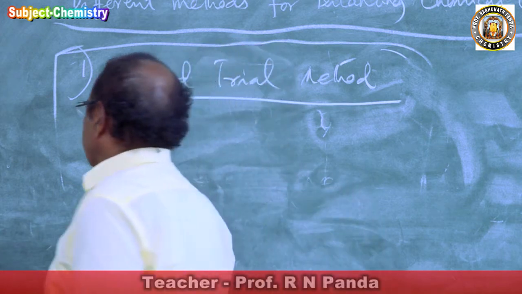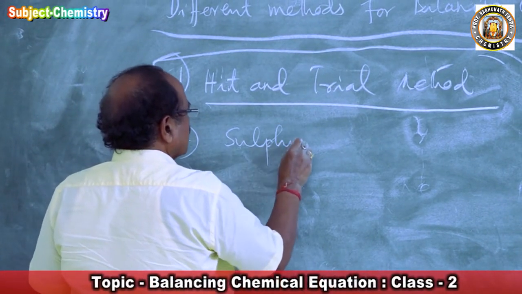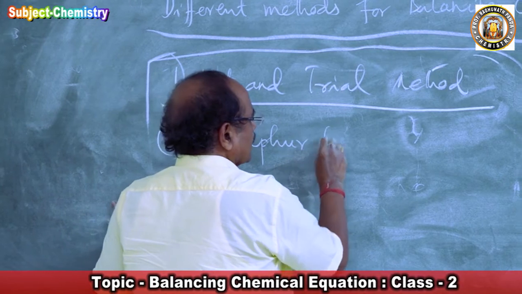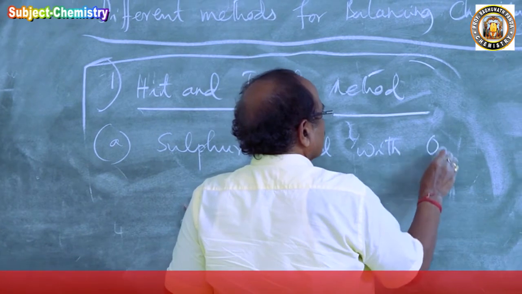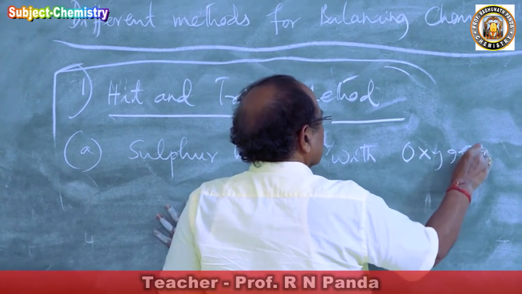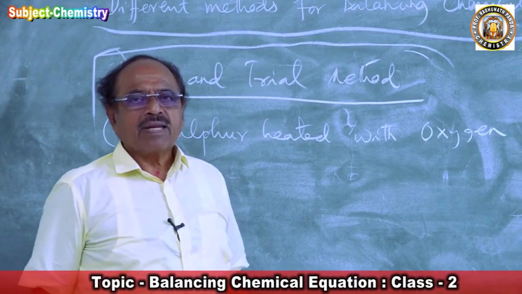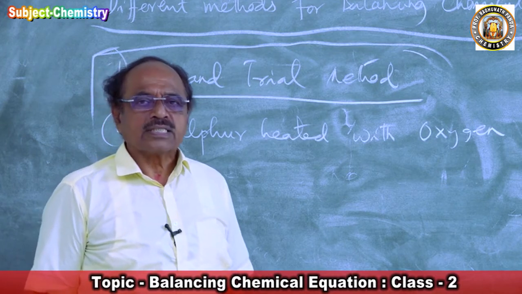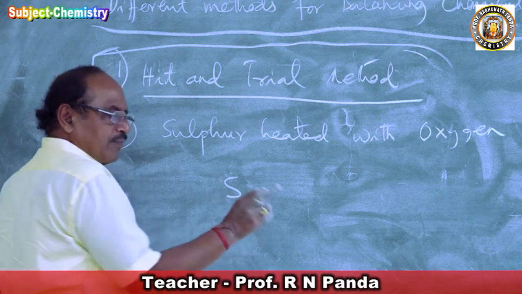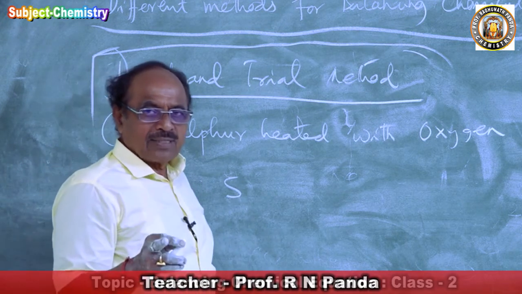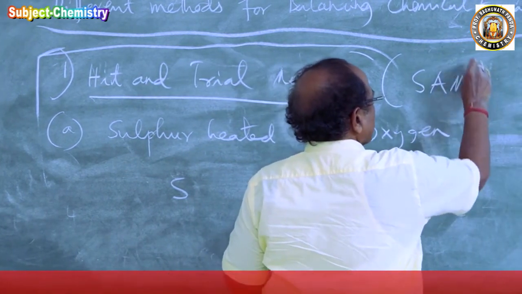For a simple example, I am giving you sulfur. When sulfur is heated with oxygen, write the equation for the reaction. What will happen when sulfur is heated with oxygen? Sulfur is a non-metal. We will first write the skeleton equation, then the atomic equation, then the molecular. What is this method we use? This is the SAM method.